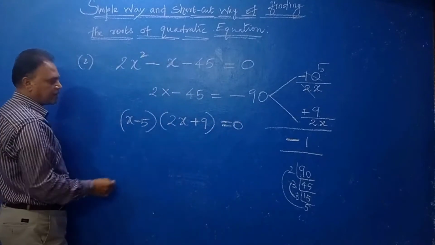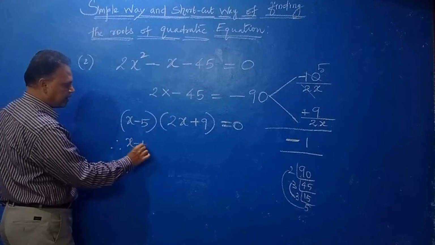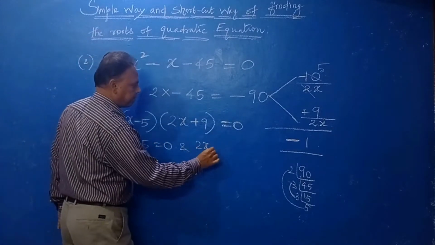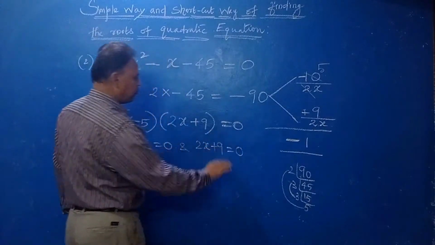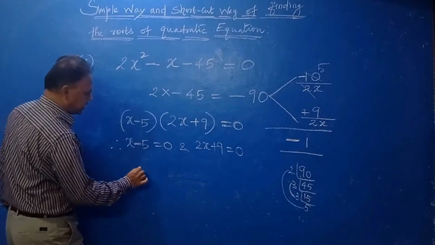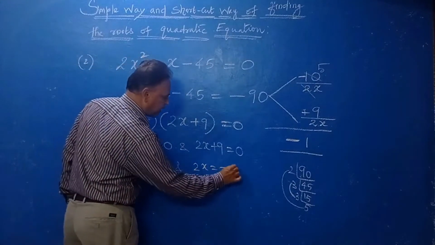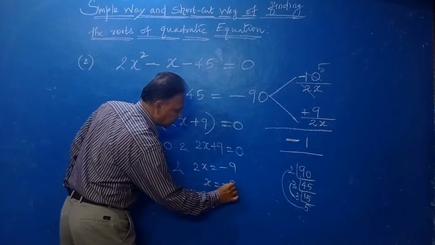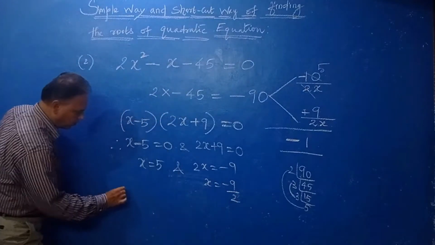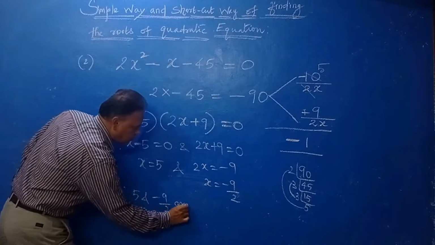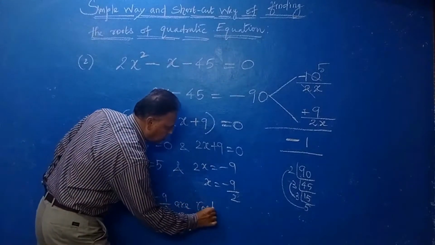Therefore, 2 factors. That means split. Both factors you make 0. Here what you will get? x is equal to 5. And here 2x is equal to minus 9, x is equal to minus 9 by 2. Therefore, 5 and minus 9 by 2 are the roots of the given quadratic equation.